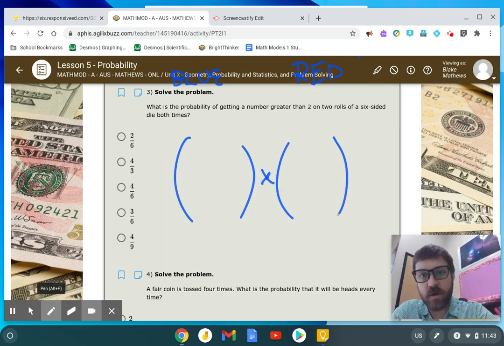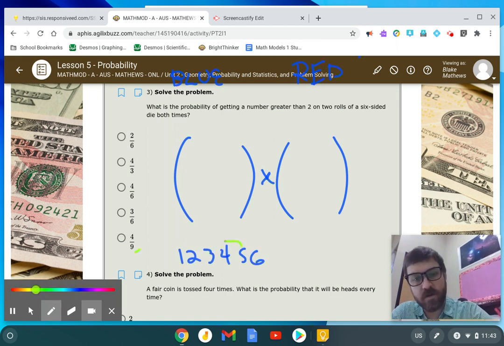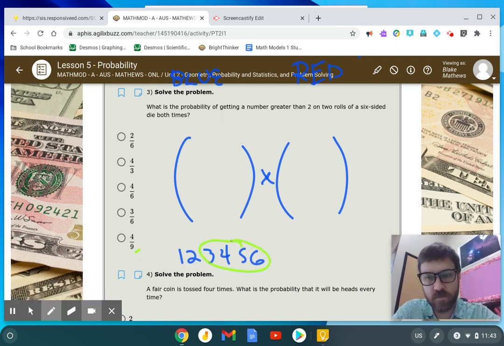What's the probability of getting a number greater than 2? So 1, 2, 3, 4, 5, and 6 are our options. So if I want to get greater than 2, I'm going to need to roll one of those. So that means there's going to be 4 out of 6. And then your second fraction should be the same. Then you multiply the answers, and you reduce the fraction, and that will get you your final answer. 4 over 6 times 4 over 6.